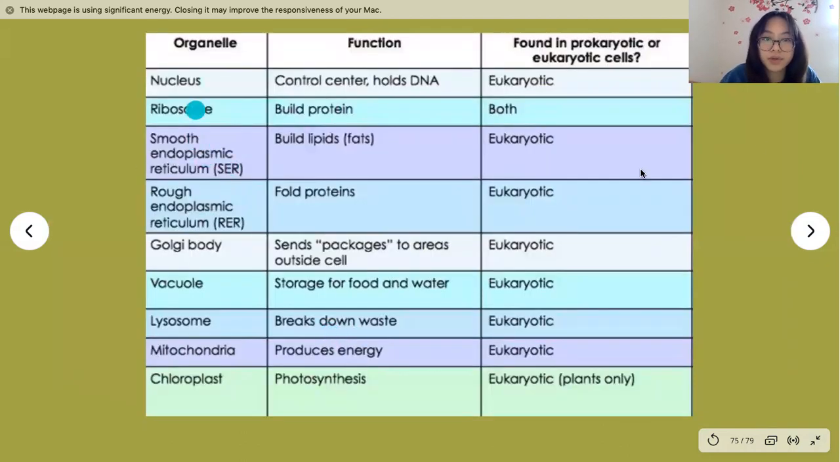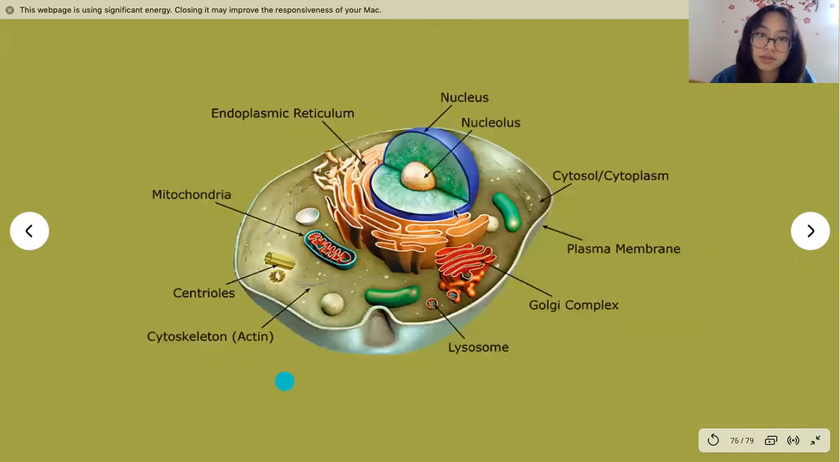So these are some of the organelles that are found in eukaryotic cells. The nucleus holds all the DNA, ribosomes build proteins. The smooth ER builds the lipids and the fats, and then the rough ER folds the proteins. The Golgi body sends packages to areas outside the cell. The vacuole is storage, lysosomes break down things. Mitochondria produce the energy, which is the ATP, and the chloroplast helps with photosynthesis. As you can see here, these are all the organelles and their labels, respectively.